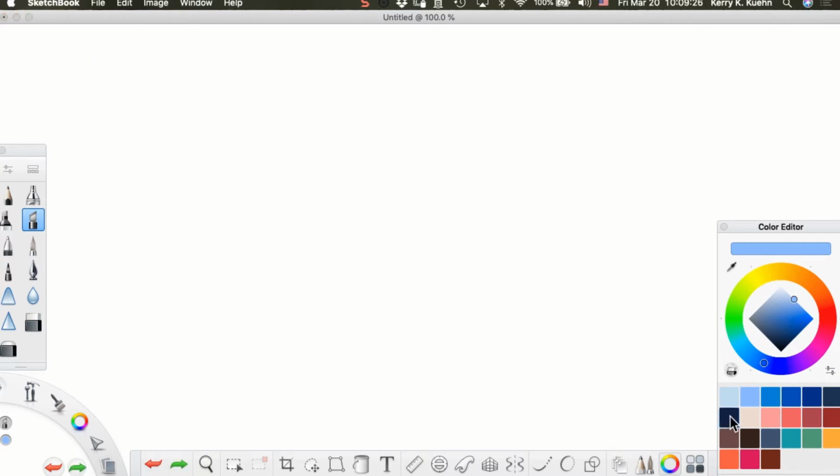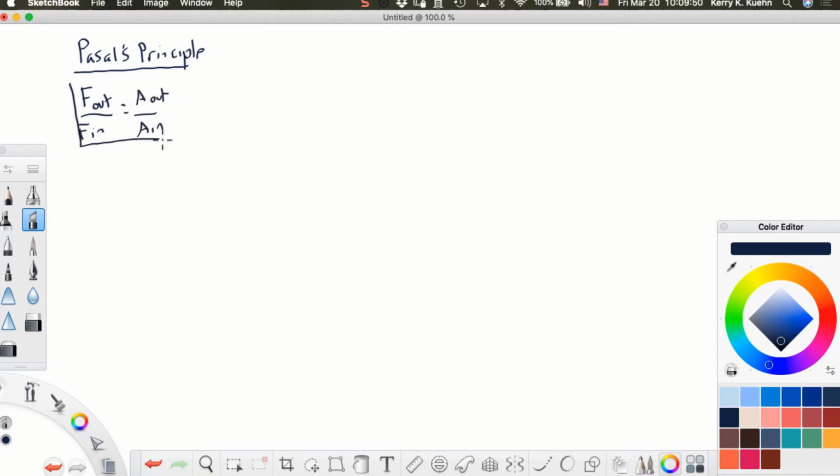let me get a different color ink. So we're talking about Pascal's principle. I'll remind you what Pascal's principle is. Pascal's principle says that, I'll just write down the formula, force out over force in equals A out over A in. That was Pascal's principle. And I explained how this arises.